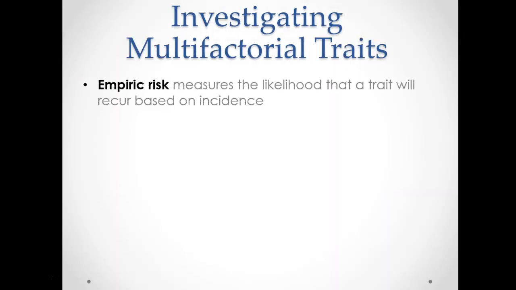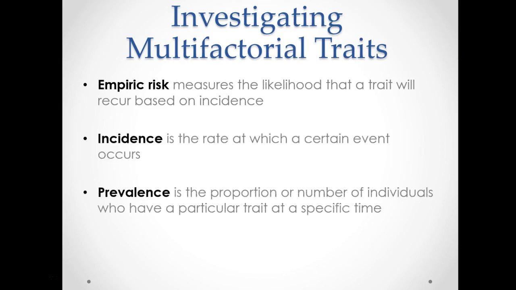So we need to have a way that we can actually tease these things out. And a couple of vocabulary terms here. We talk about something called your empiric risk, and it measures the likelihood that a trait will recur based on incidence. So what is incidence? Incidence is the rate at which a certain event occurs. So how likely it is that you're going to die in a motor vehicle crash. That's your empiric risk of dying in a motor vehicle crash.